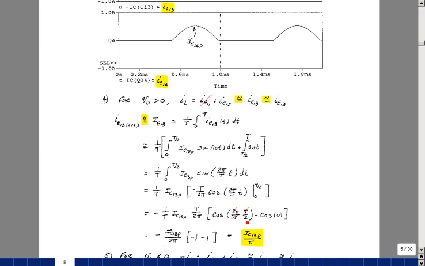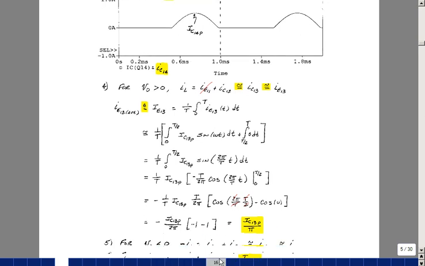Okay, the T's cancel here, and so does a 2. And so I get the cosine of pi, which is minus 1. And then the cosine of 0 is plus 1, but there's a minus sign here, so the minus signs cancel. You add up to 2, the 2 cancels with the 2 here, and we wind up getting the peak value divided by pi.